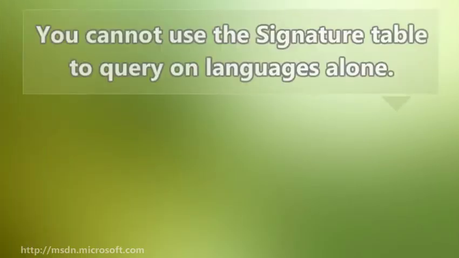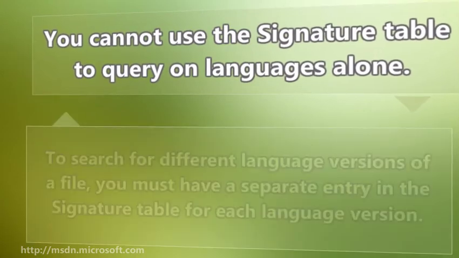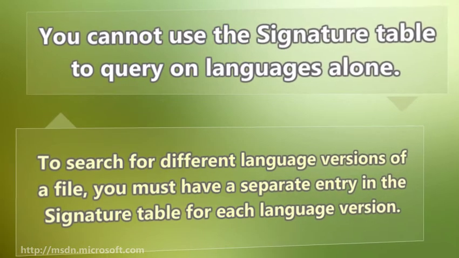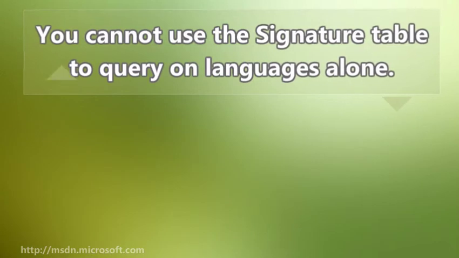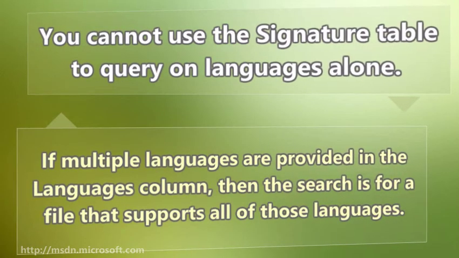You cannot use the signature table to query on languages alone. To search for different language versions of a file, you must have a separate entry in the signature table for each language version. If multiple languages are provided in the languages column, then the search is for a file that supports all of those languages.